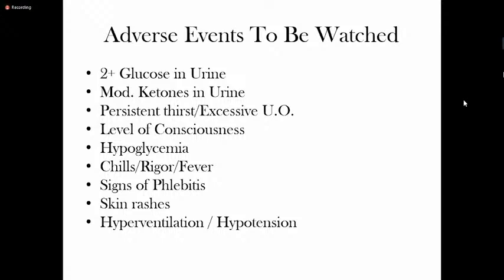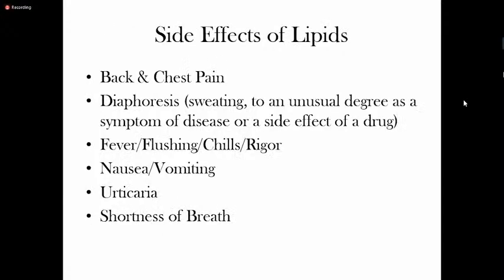So if we see chills, rigors, and fever, the patient must be developing an infection. We see signs of phlebitis, then the patient is developing inflammation at the point where you put your catheter. Skin rashes, the patient is allergic to your food, and then hyperventilation and hypotension, the patient is going into fluid overload. So these are things that we watch for.